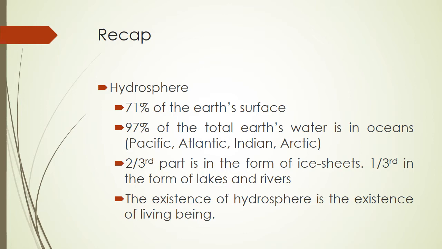About 2/3 of the remaining part, that is out of 100, if 97% is in ocean, then 2/3 of the remaining 3%, so about 2%, we find in the form of ice sheets on the glaciers, on the poles, or even on the high mountains like the Everest. So that 2/3 part is in the form of ice sheets, and the remaining 1/3 part, which we actually consume, is in the form of lakes and rivers.